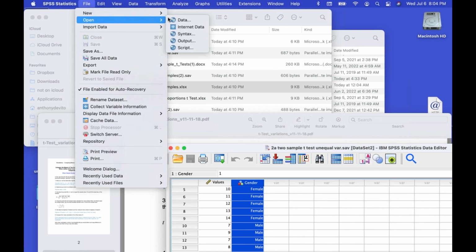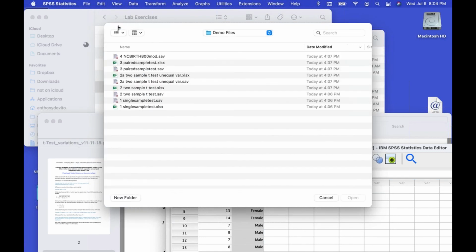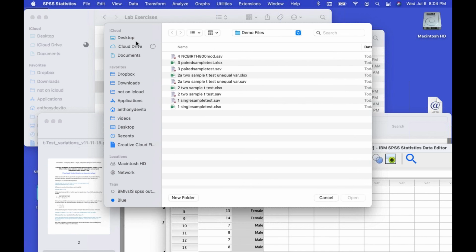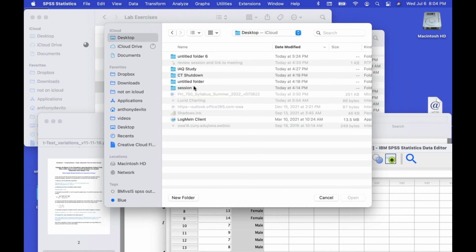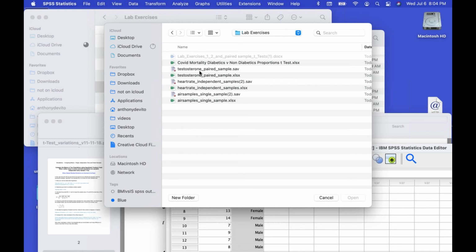So here is heart rate. Here's the Excel version of it. Here's the SAV version of it, the SPSS version. I'm not going to use the SAV version. I'm going to use the Excel version because I noticed that the data is laid out so that the columns represent my variables. So it's going to be convenient to import it into SPSS. So I'm going to import this Excel file into SPSS.